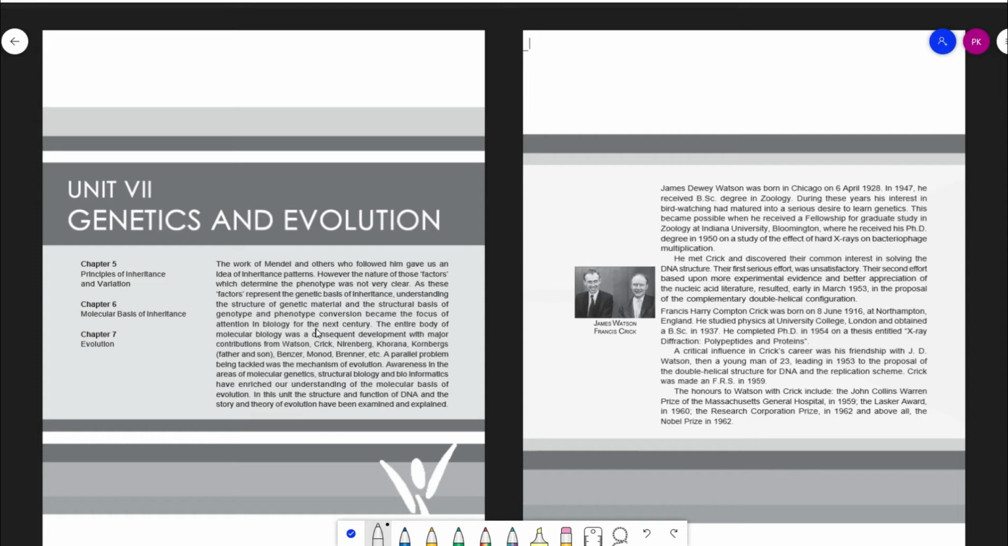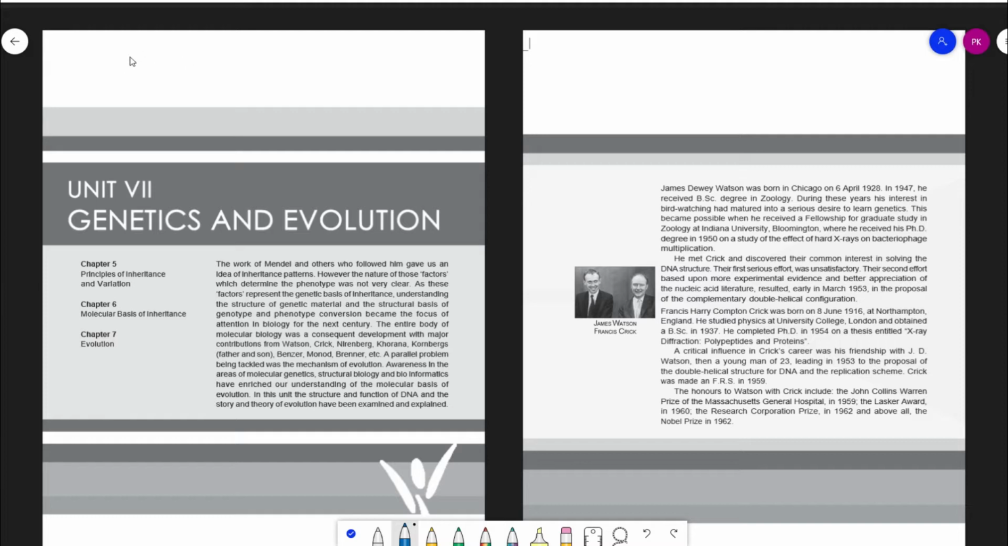Hello everyone, so today we will start with the next chapter, next unit, that is genetics and evolution. Genetics and evolution is a very interesting chapter as it involves you and how you differ from your parents, how you are similar to your parents, and why you are so different from our ancestors. All of these are answered by this unit.